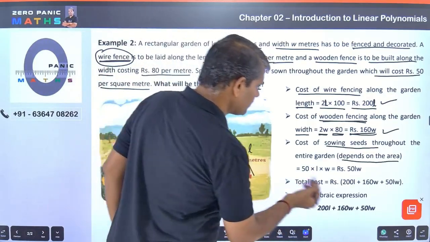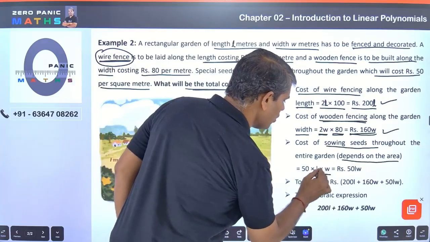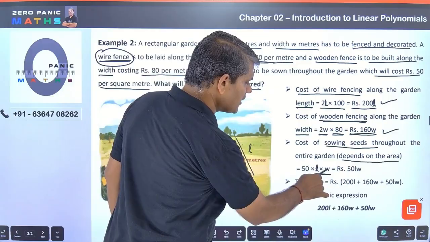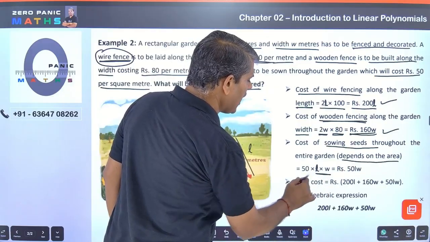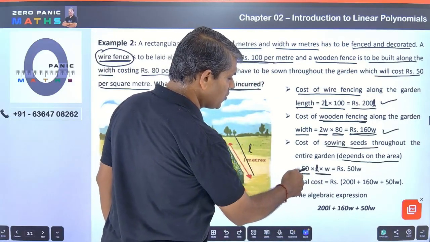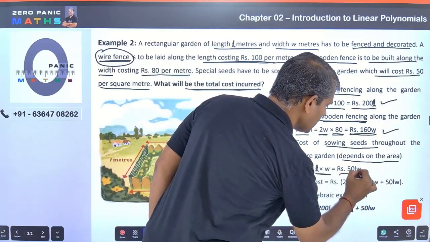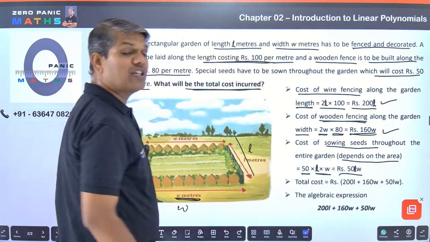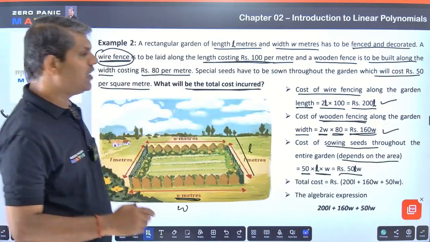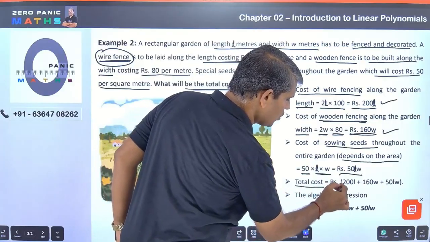Now how do we do that? The area is length into width. You consider it as L. Length and width is the area, and throughout the area, how much does it cost per square meter? It is 50 rupees. So 50 into the area is 50 times length into width, the cost of sowing the seeds.